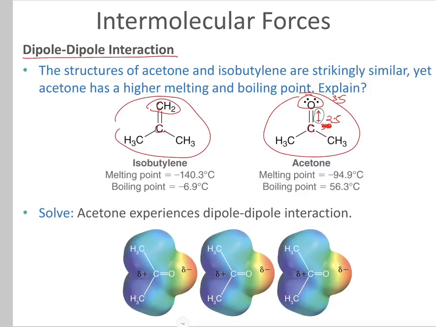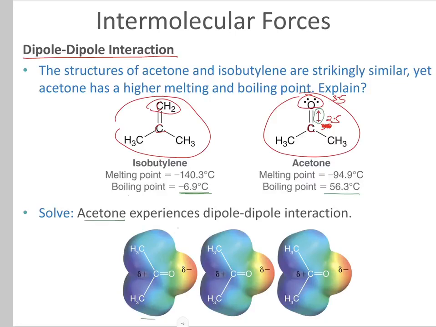So how does that help us to explain the big difference in the boiling point and the melting point? Isobutylene boils at roughly -7, acetone boils at 56 degrees Celsius. What accounts for that difference? Well, within the structure, the intermolecular forces play a role. The molecules of acetone are going to arrange themselves so that one molecule is attracted to another.